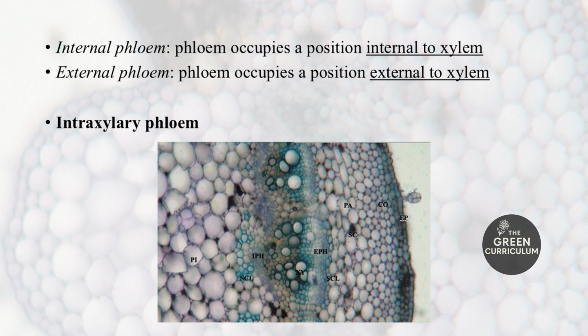In the picture, look into the vascular bundle, and you can see it is labeled as IPH and EPH. IPH is the phloem tissue which is seen towards the pith, that is internal to xylem, whereas EPH is the external phloem which occupies a position external to xylem, towards the cortex and epidermis.